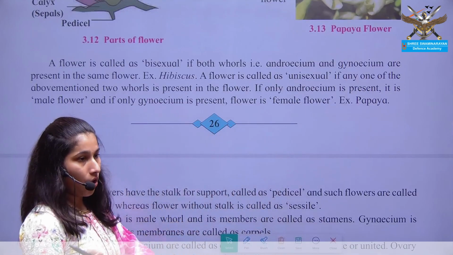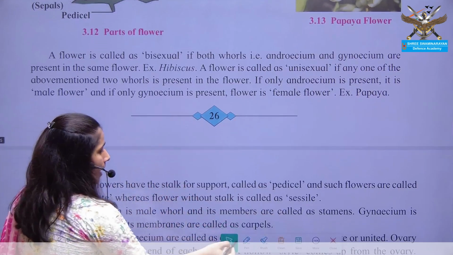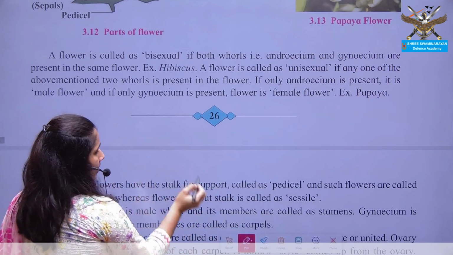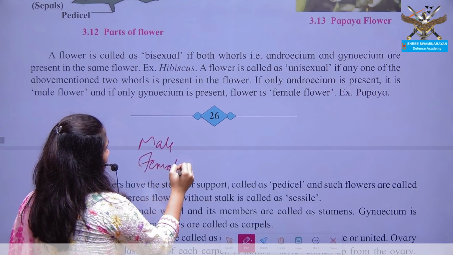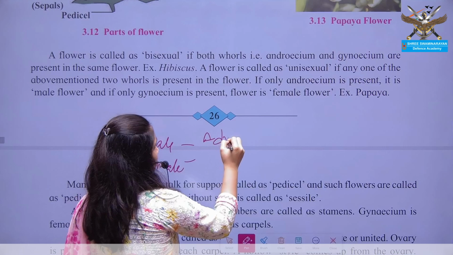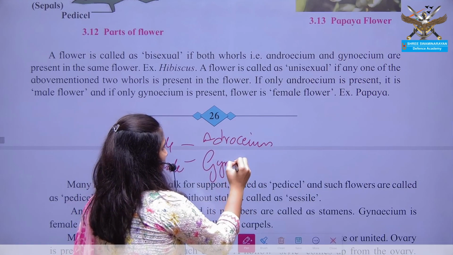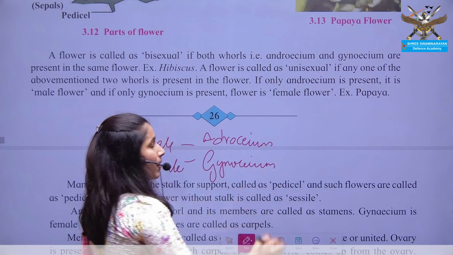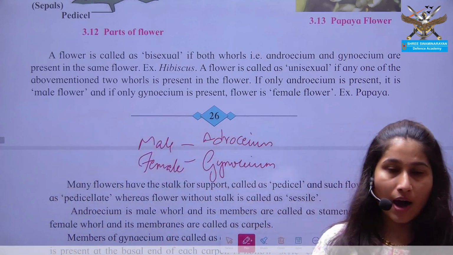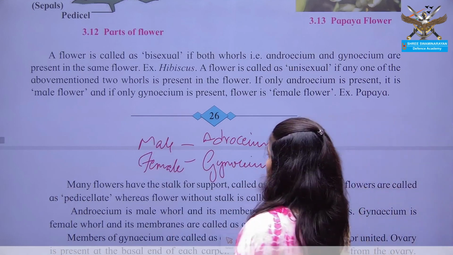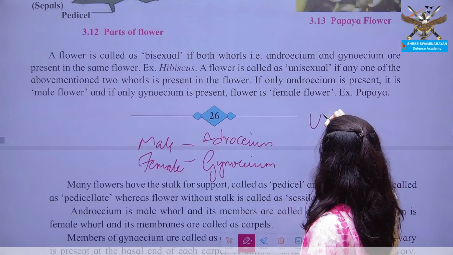Do you think there is any kind of compulsion that both the male part and female part of the flower, that is androecium and gynoecium, should be present in a single flower? No, there is no hard and fast rule or compulsion that both parts should be present in a single flower. There are some flowers which are unisexual.